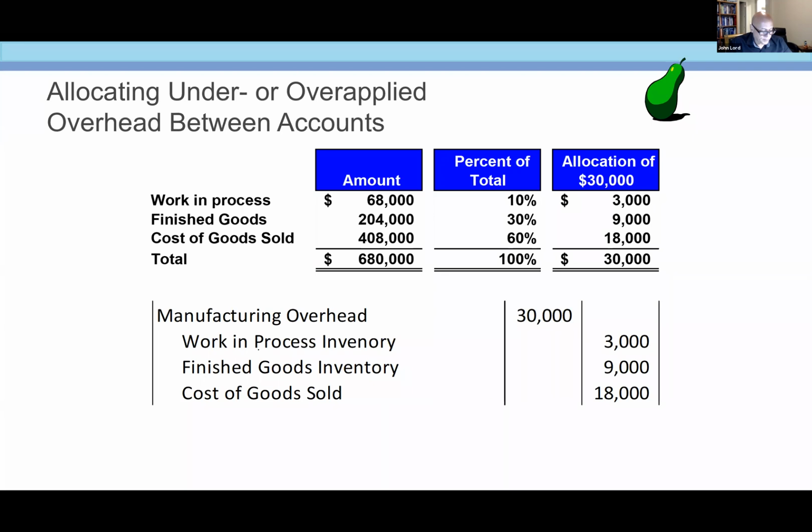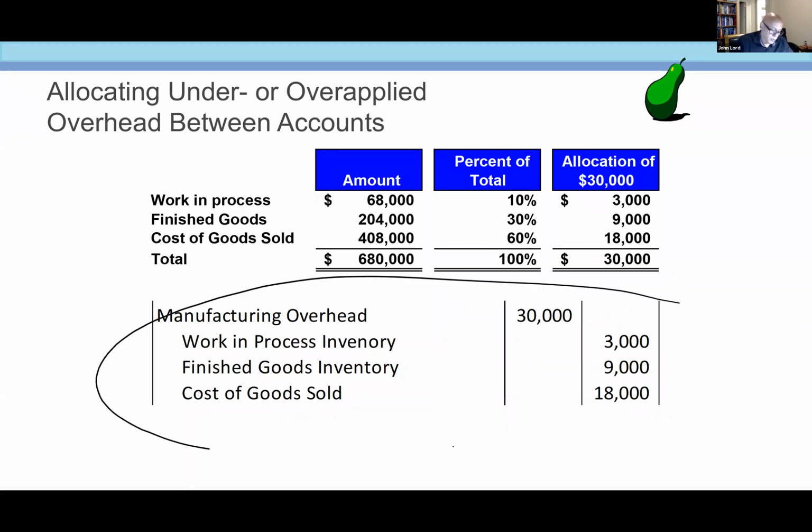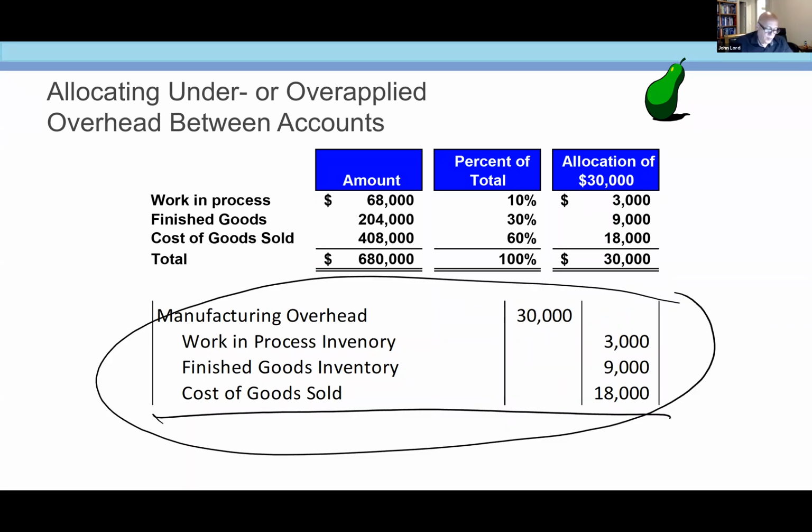Okay. And this is the journal entry if you applied it to each. Again, if you allocated it to each, we'll just do it to the one account, cost of goods sold. The whole 30,000 in an over applied situation would go to cost of goods sold here, like this.